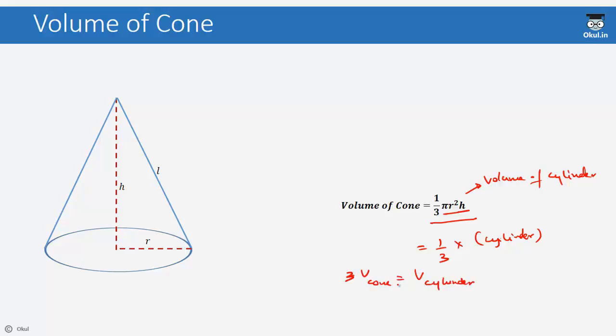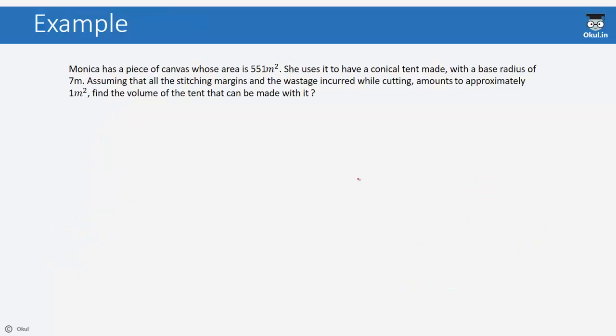So let us do an example in order to understand it in a better way and to apply it. Monica has a piece of canvas whose area is 551 meters square. She uses it to have a conical tent made with a base radius of 7 meters. Assuming that all the stitching margins and wastage incurred while cutting amount to approximately 1 meter square, we need to find the volume of the tent that can be made with it.